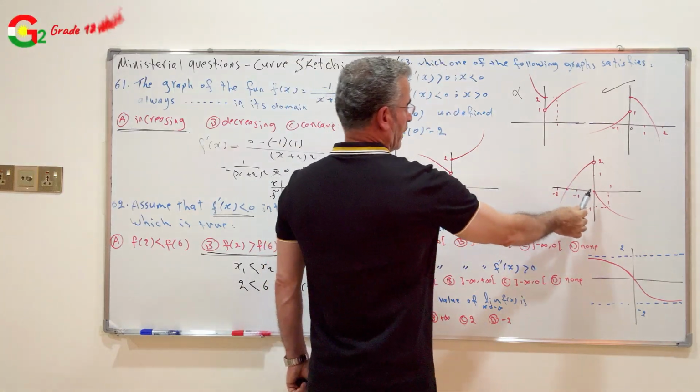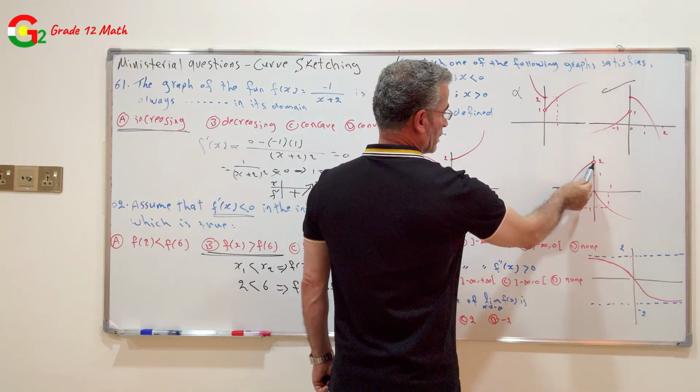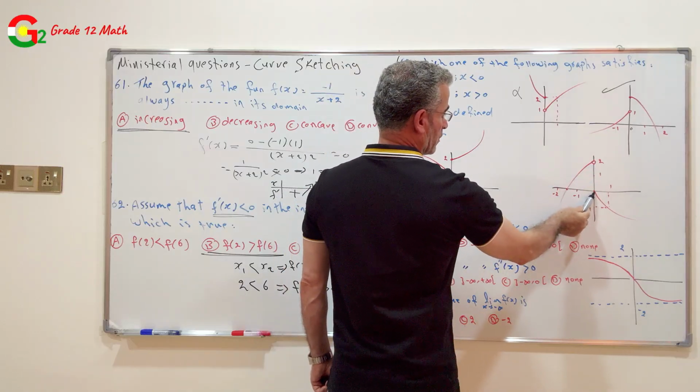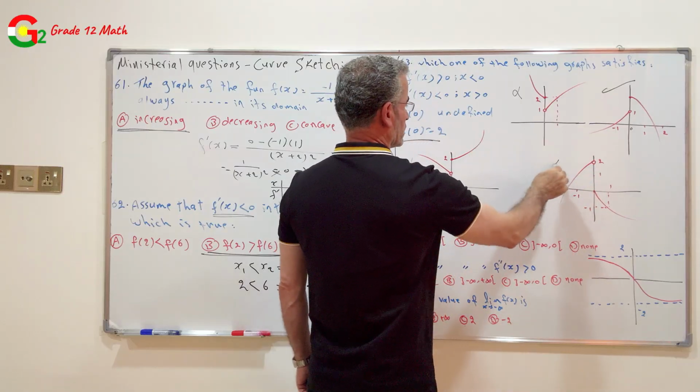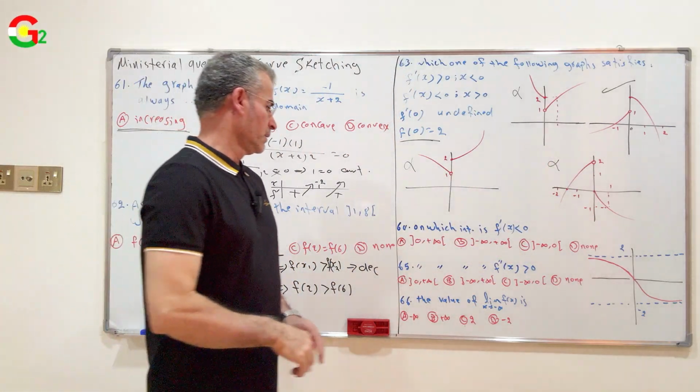Graph 4, f of 0 equals 2, but f of 0 is a gap here at 2. f of 0 is 0. Therefore, this graph is also wrong. The right choice is B.